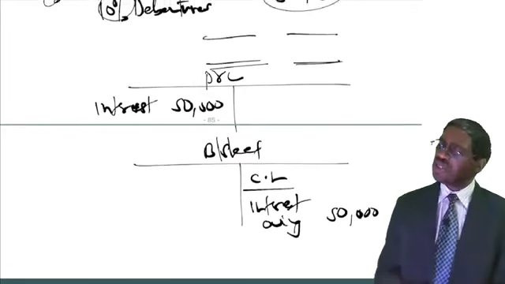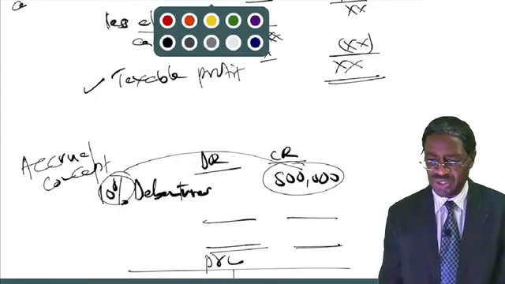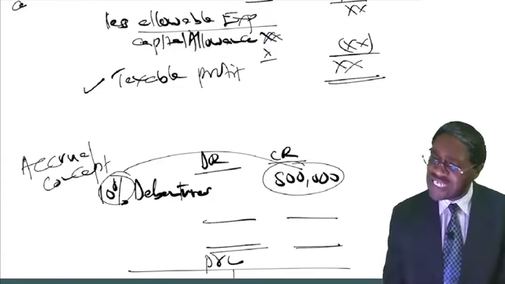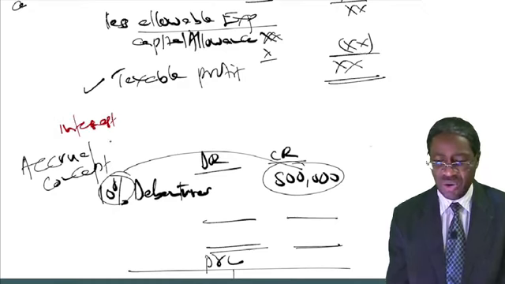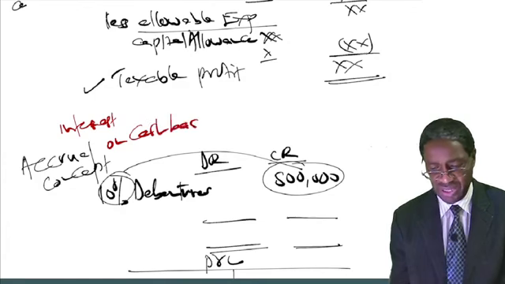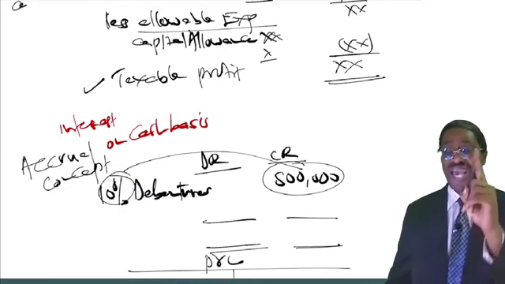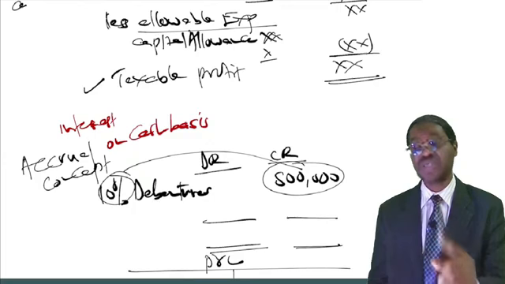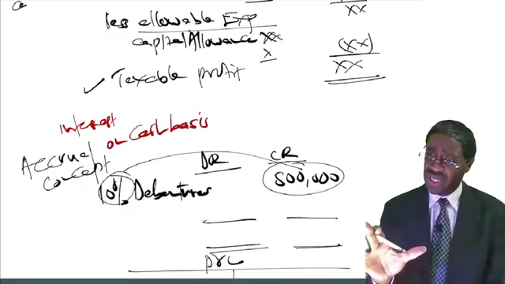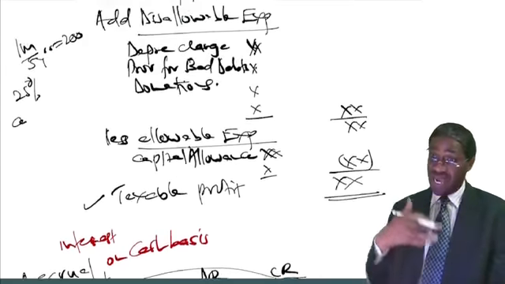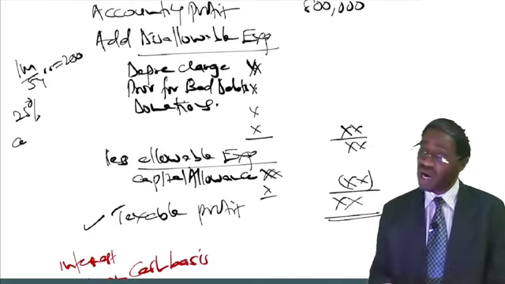Now listen, suppose the question tells you, for tax purposes, interest is recognized on cash basis. Now, will that cause a difference between my accounting profit and the taxman's profit? The answer is yes. How?